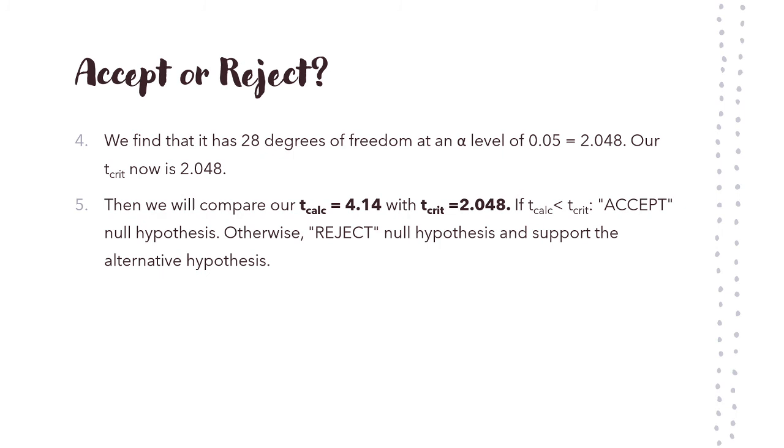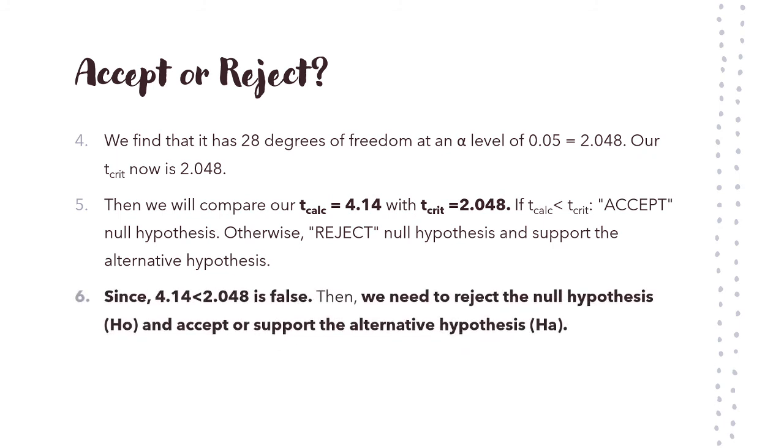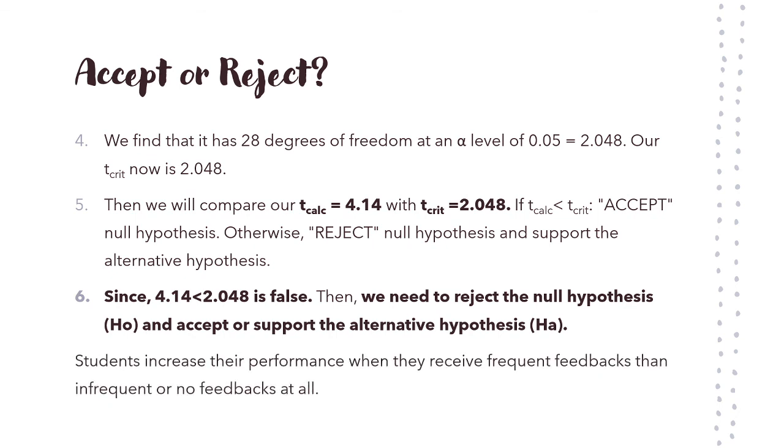By standard definition, if the T calculated value is lesser than the T critical value, we need to accept the null hypothesis. Otherwise, we need to reject the null hypothesis and support the alternative hypothesis. Now, in our case, 4.14 is lesser than 2.048 is basically false. So that means we need to reject the null hypothesis and accept the alternative hypothesis. So this means that the students increase their performance when they receive frequent feedbacks than infrequent or no feedbacks at all.